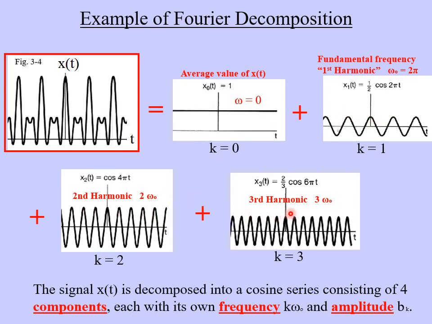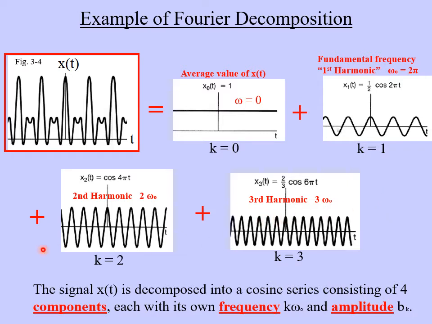And then the last component of this example is the third harmonic when k is equal to 3. So in this case, remember omega naught was 2 pi. So here we have 3 times 2 pi, which is 6 pi. That's our frequency. And this particular coefficient here is 2/3, which is shown right here. So the idea here is this original signal can be made by adding these 4 cosine functions together.